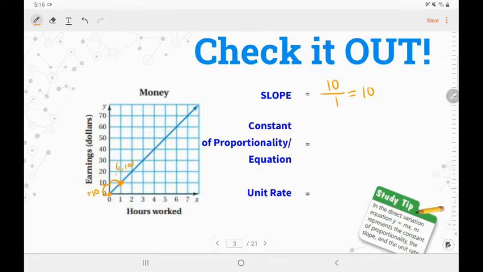Constant of proportionality equation. Remember that I had y equals mx, where m stands for my constant of proportionality, or my slope. So we calculated our slope as 10, and I'm putting 10 here. A slope and that constant are the same thing. So 10, 10. My unit rate is a fraction over 1, 10 over 1, same as my slope. So whenever I refer to any of these three things, slope, constant of proportionality, or unit rate, we're all talking about the same number.